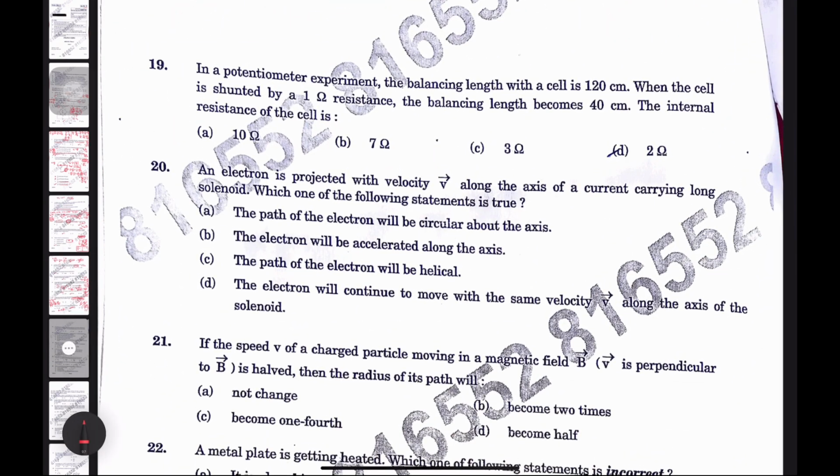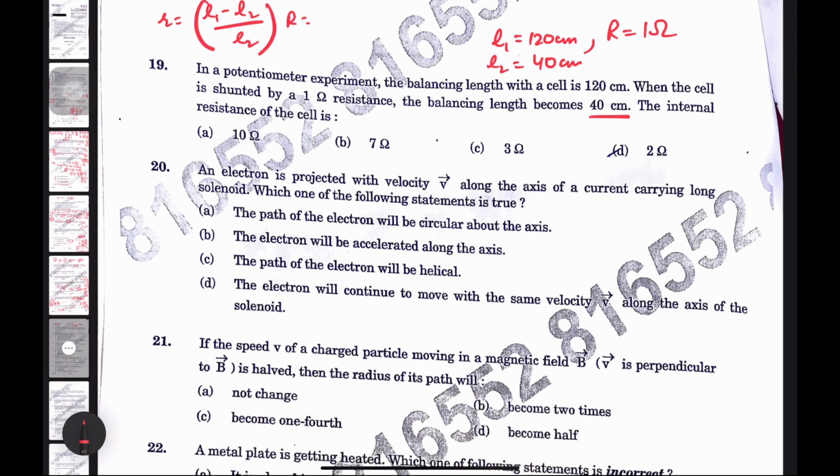And then the 19th question is, in a potentiometer experiment, the balancing length with a cell is 120 centimeter. So we are having balancing length L1 equal to 120 centimeter, when the cell is shunted by a resistance of 1 ohm, capital R is equal to 1 ohm, with the balancing length 40 centimeter. Then the internal resistance small r, just use a direct formula, r is equal to L1 minus L2 whole divided by L2 multiplied by R, that is 120 minus 40 divided by 40 whole multiplied by 1, it is equal to 80 divided by 40, and we are left with 2 ohms.